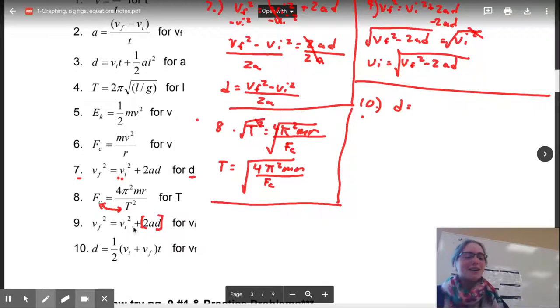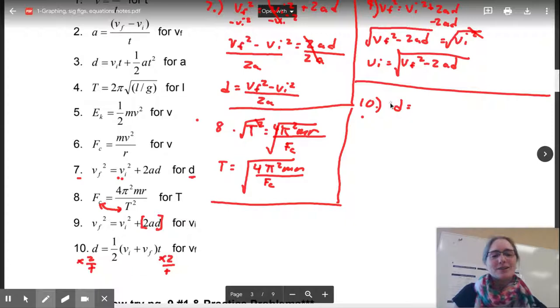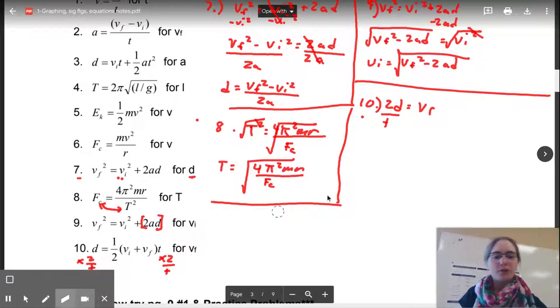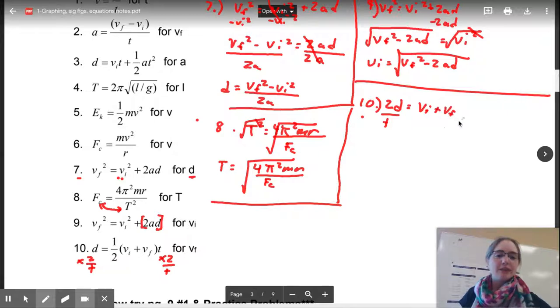So, ladies and gentlemen, you're going to take this T, divide the T, divide the half. Now, I don't like dividing by half, so I'm going to multiply by 2. Mathematically, it's the same thing. So I'm going to multiply by 2, and I'm going to divide by t, and it's 2 over t on both sides. So 2d divided by t is going to equal, oopsie, I wrote it in the wrong order. There we go. vi plus vf.